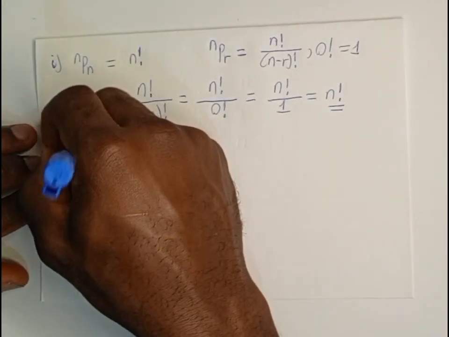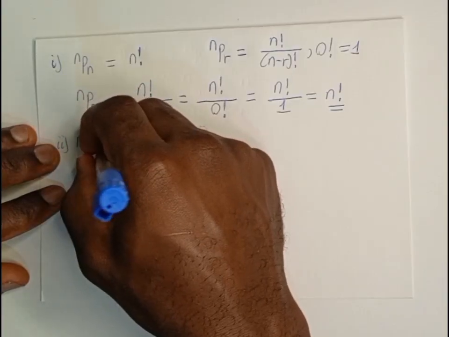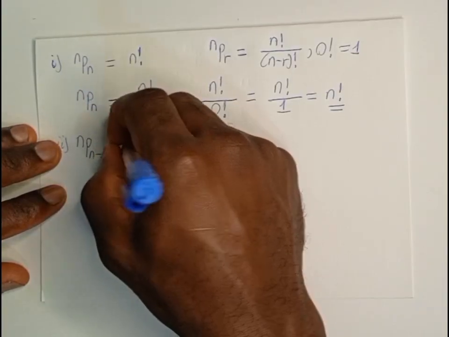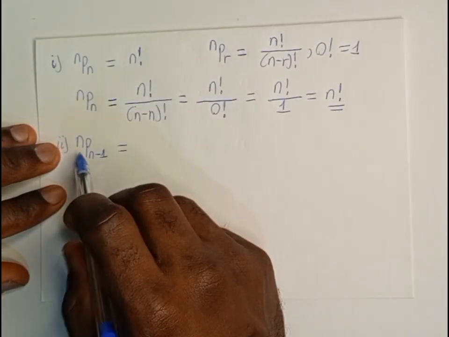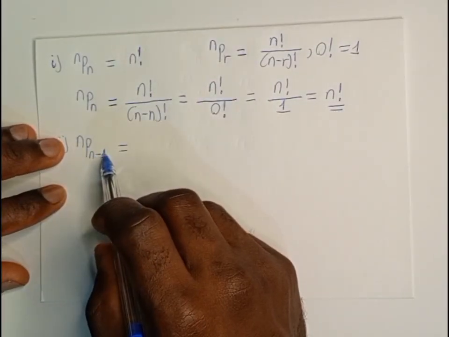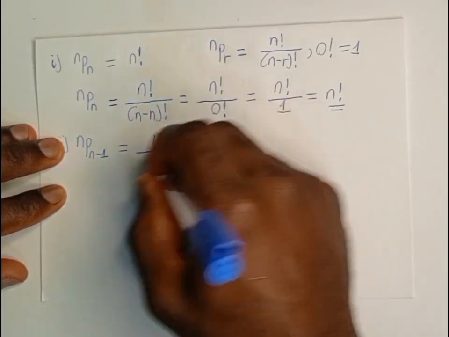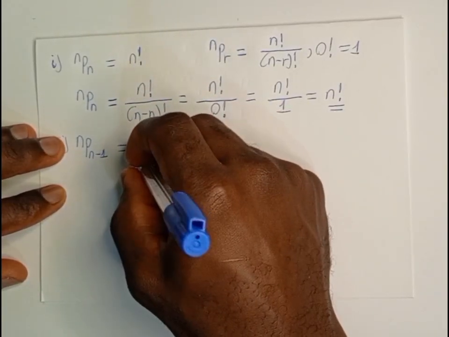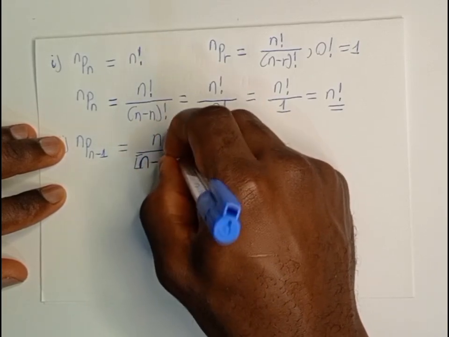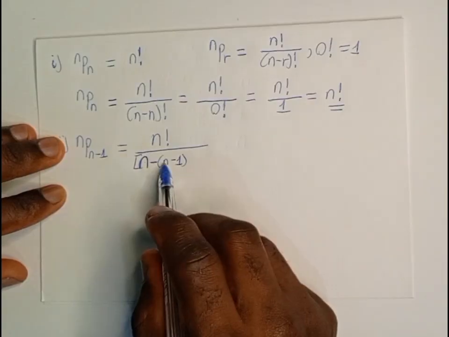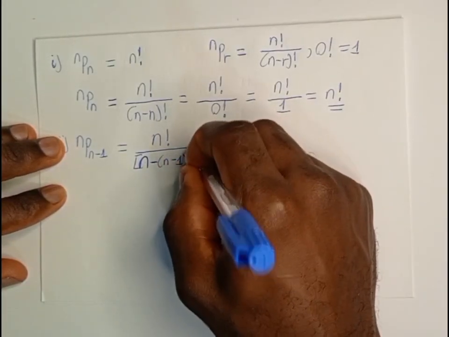We go now to 2. We have to show that nP(n minus 1) is equal to n factorial. By definition, nP(n minus 1) is simply equal to n factorial divided by n minus (n minus 1), because we are subtracting n minus 1. That's the reason why it is in bracket, factorial.